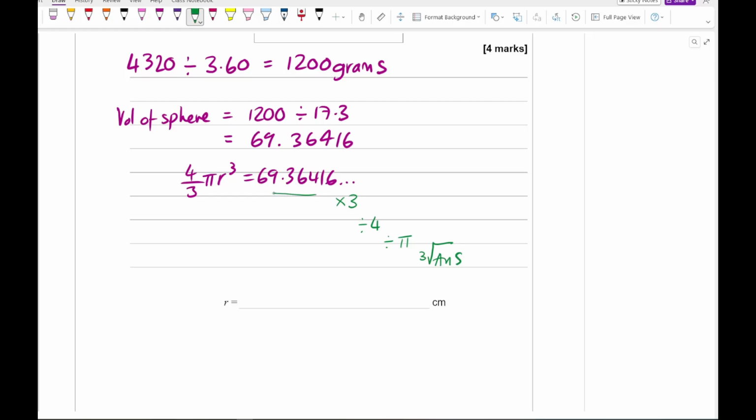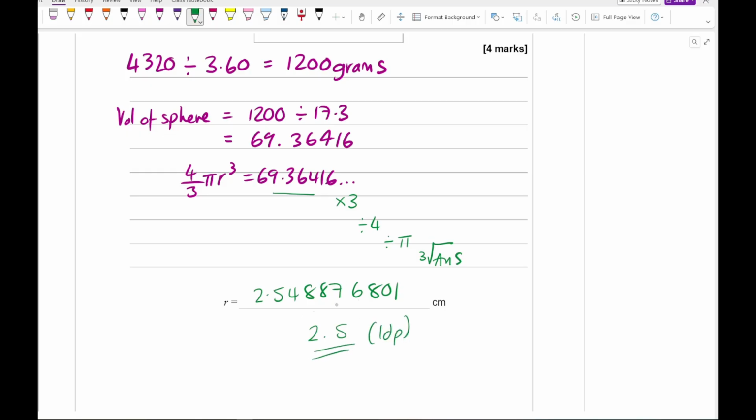Now if I apply all of the things I've written in green in that order to the number 69.36413, so times 3, divided by 4, divided by pi, cube root the answer, I should end up with a number of 2.548876801. Now your answer, depending on your rounding, may be something slightly different, but as long as you showed your full working out, I'm going to round this number to 2.5 to 1 decimal place.